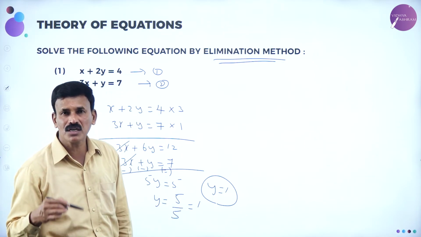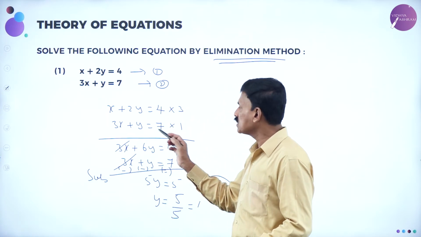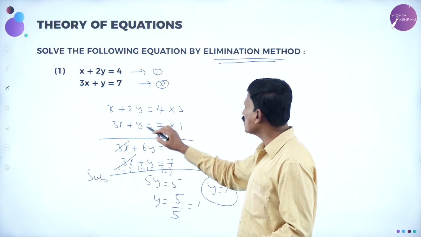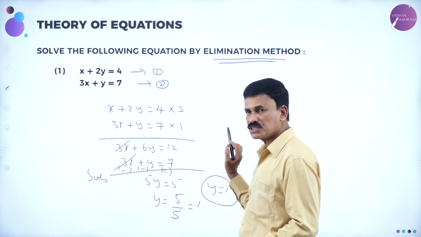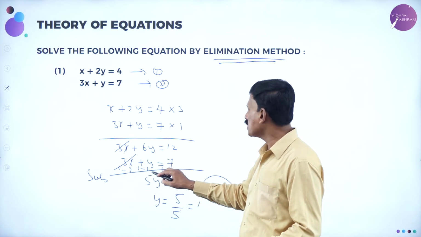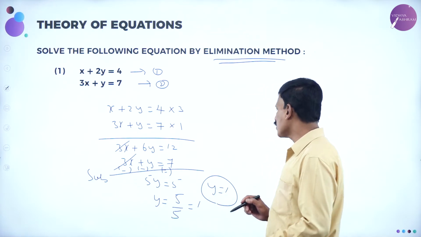Just eliminate either x or y. See here, if you multiply by the coefficient of x, multiply by 3 and by 1, 3 into x is 3x plus 3 2s are 6y is equal to 12. 1 into 3x plus y, equation 2 will remain the same. Subtract, 3x minus 3x gets cancelled. 6y minus y is 5y, 12 minus 7 is 5. So therefore y is equal to 1.